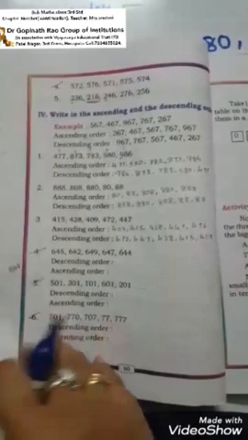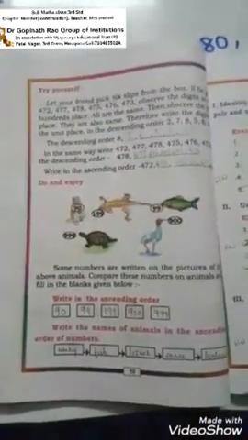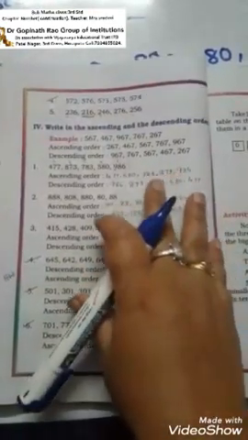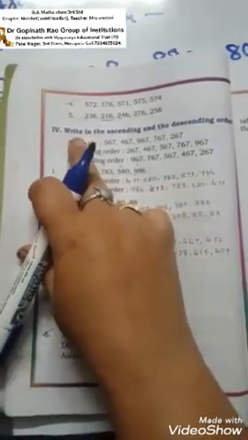Okay, in the last class we learned Roman number 3. We finished Roman number 3. Now we'll go to the Roman number 4. So what is there in Roman number 4?